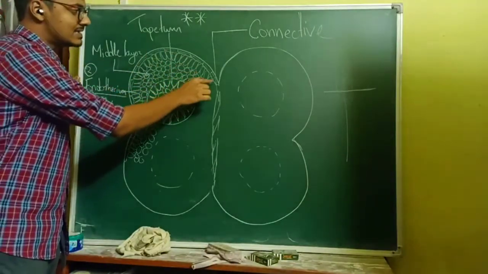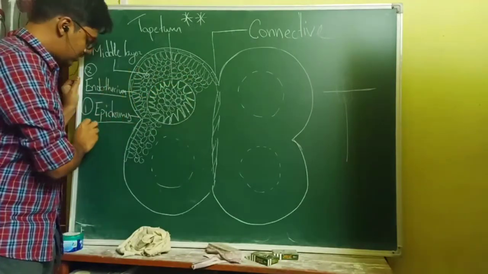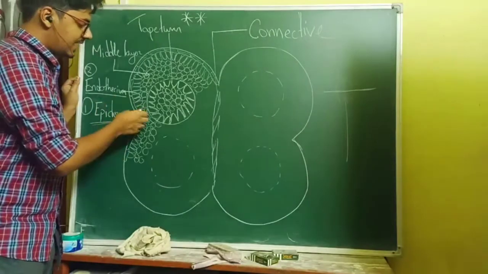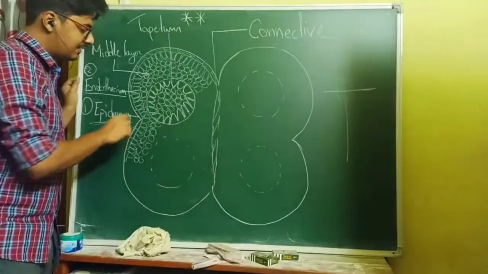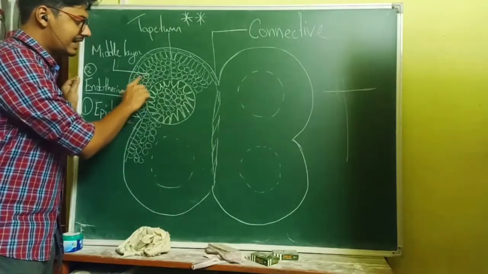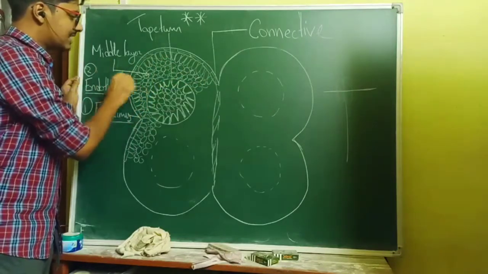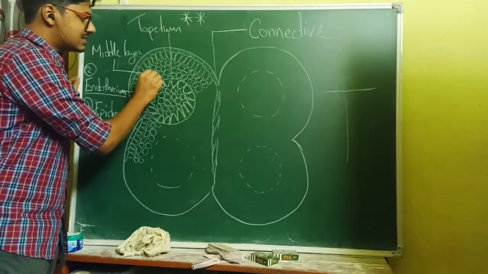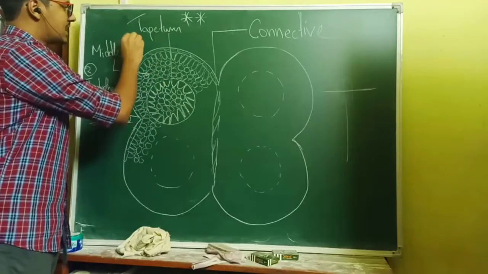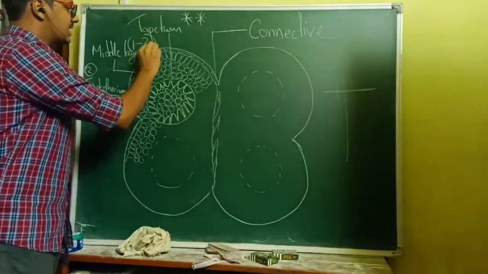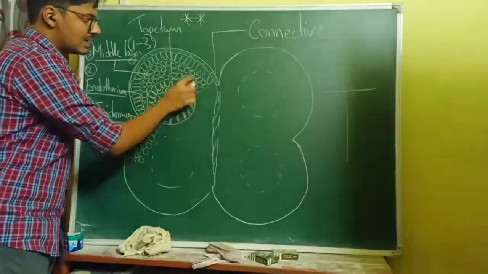Epidermis has a single layer of cells. Endothelium also has a single layer of cells. So from the outer side, first we have epidermis, followed by endothelium, right? Both are single layers, but in endothelium the cells are radially arranged. In epidermis, we see flat cells. After this, you see round shaped cells. Many layers of cells, mostly 1, 2, 3 layers. This is the third layer, called the middle layer.